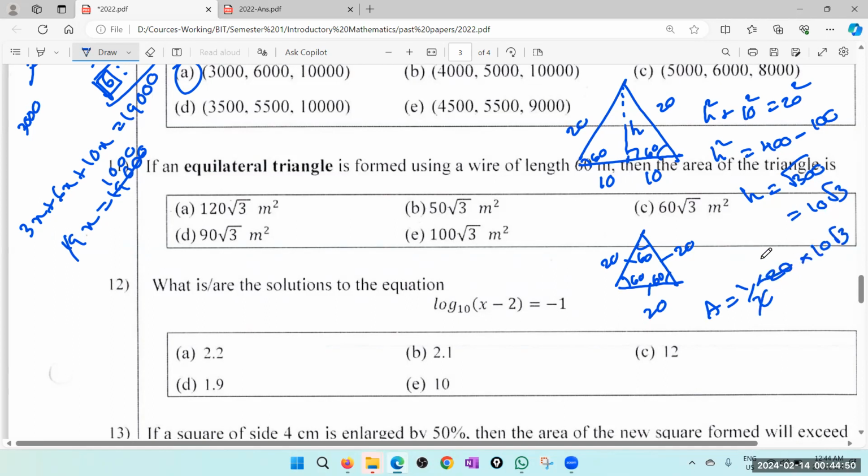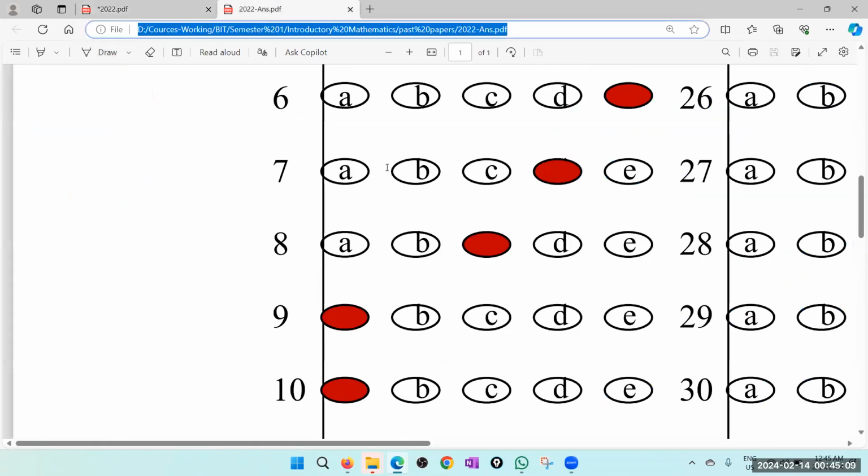Right. So I can simplify this. 10 into 10 is 100 root 3. So the answer must be E. It can't be 50 root 3, 120, 90, or 60. So far we got only one answer for each and every question. Okay, the 11th answer is E.